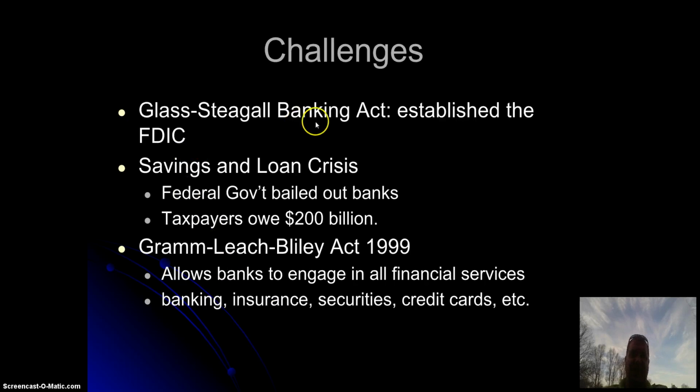The Glass-Steagall Banking Act established the FDIC. You had a savings and loan crisis where the federal government bailed out banks because they were giving money to the wrong people and things were just going a little bit crazy. Taxpayers owed $200 billion and it was a financial fiasco. The Gramm-Leach-Bliley Act of 1999 allowed banks to engage in all financial services, and you had banking, insurance, securities, credit cards, etc. We had a big mix of different deals to make sure we had everything right and allow banks to get in the middle of everything.